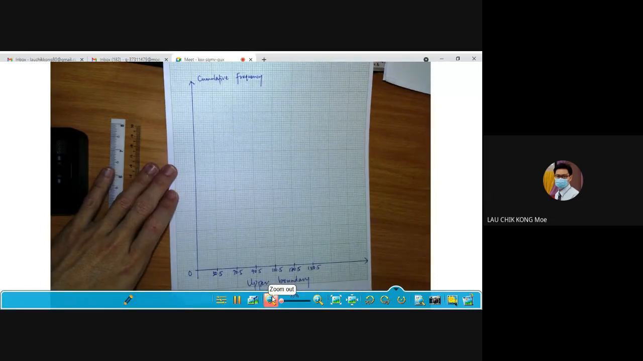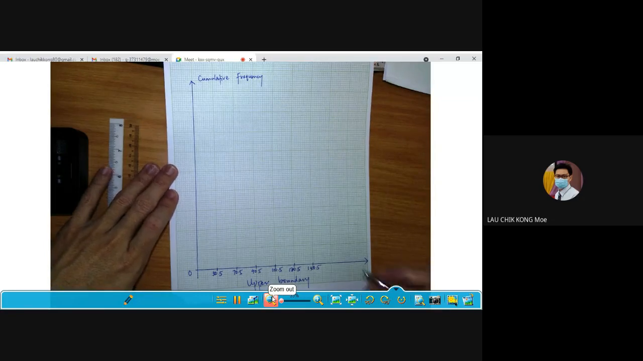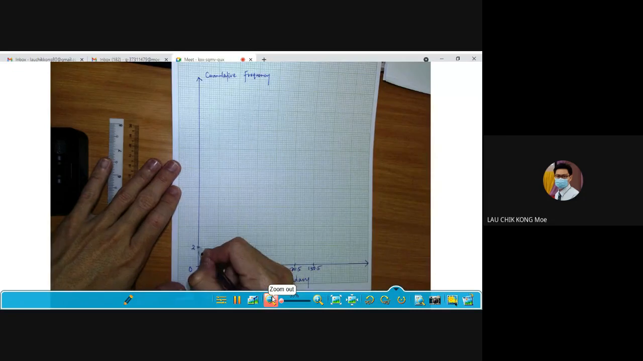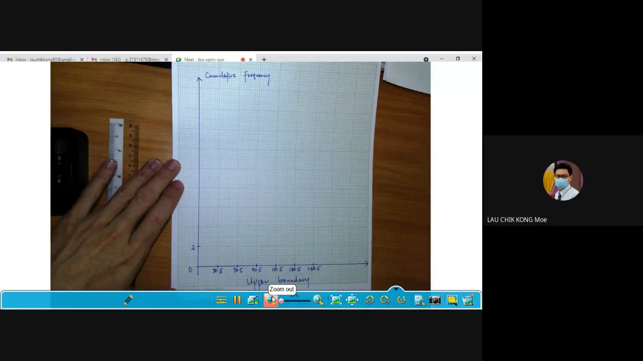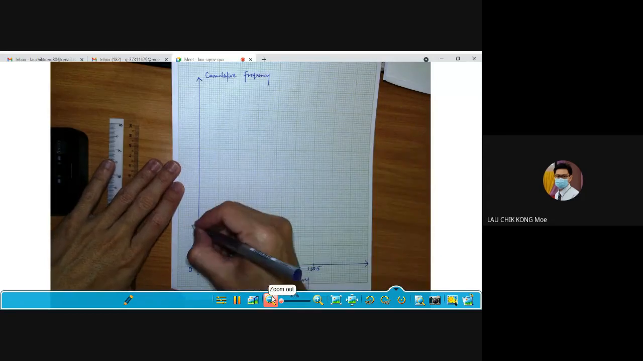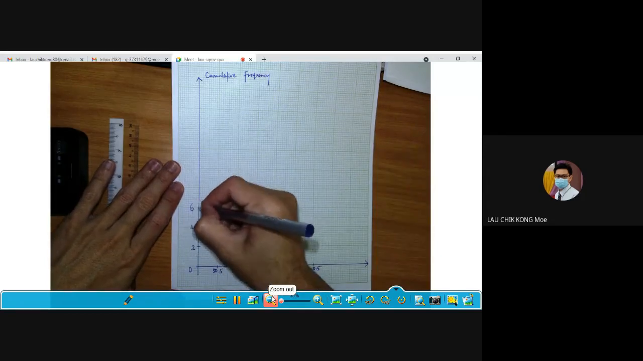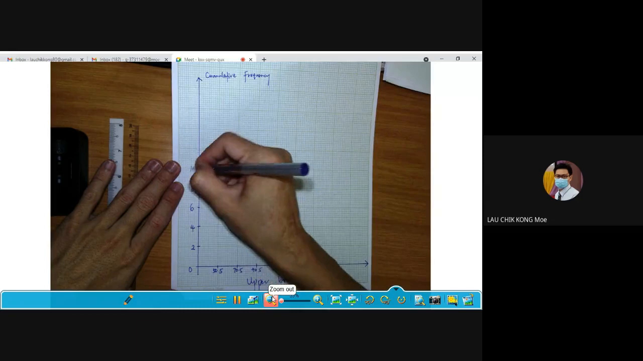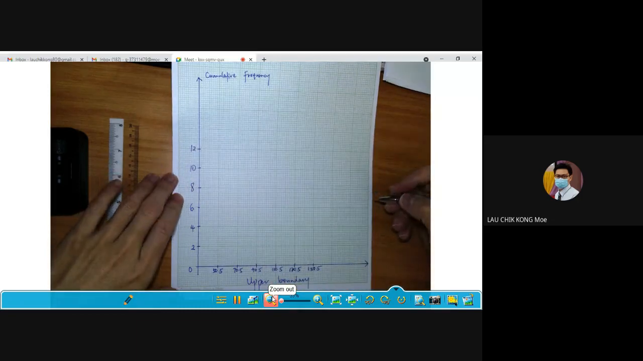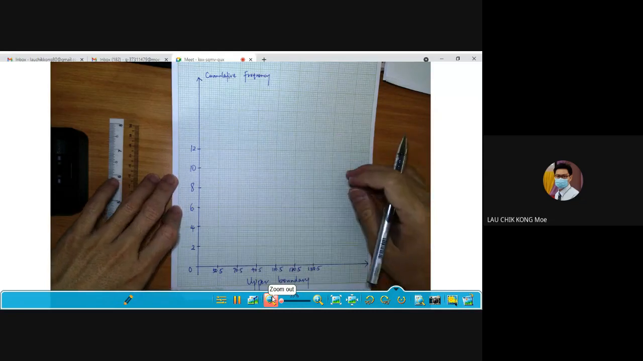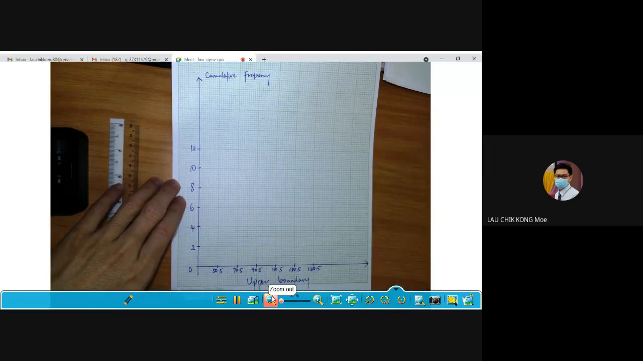And then for our y-axis, because our cumulative frequency is until 12 only, so we can use 2. Kita kalau guna 1, itu tak cukup, 1, 2, 3, 4 tak cukup until 12. So we use 2, 4, 6, 8, 10, 12. Asalkan graf lebih separuh petak sudah okay lah.